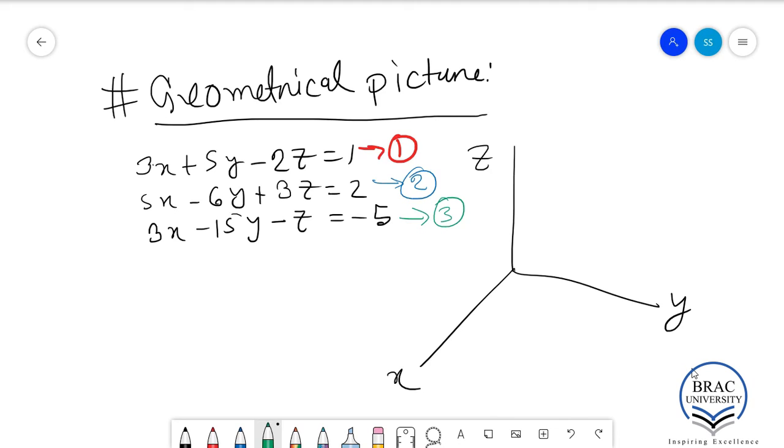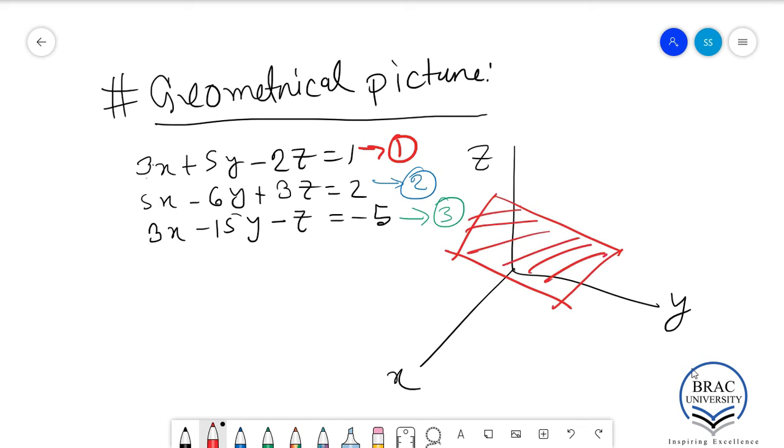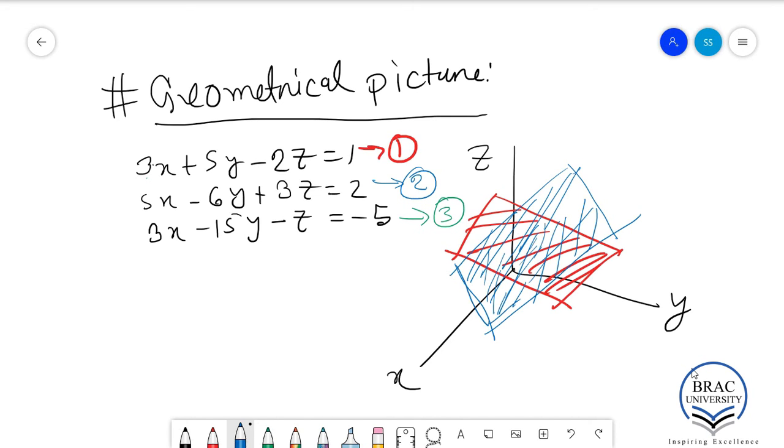In the x, y, z coordinate system, this equation, that is equation 1, will actually give rise to a plane. Let's say this plane. Similarly, equation 2 will give rise to another plane, and these two planes will intersect each other, assuming there is a unique solution to x, y, and z. As you can see, these two planes have intersected, and this intersection will give you a line. Let's say this line.